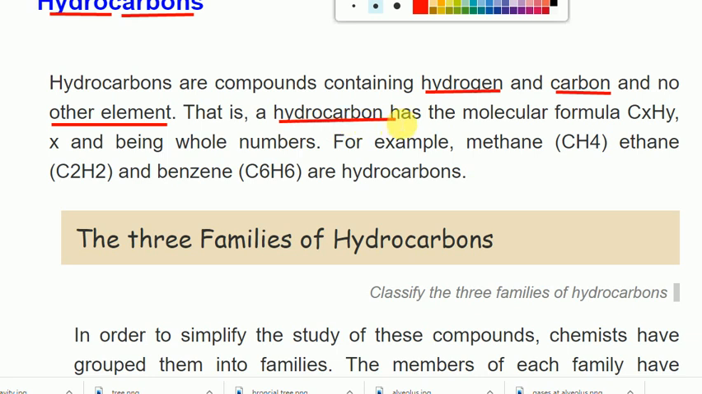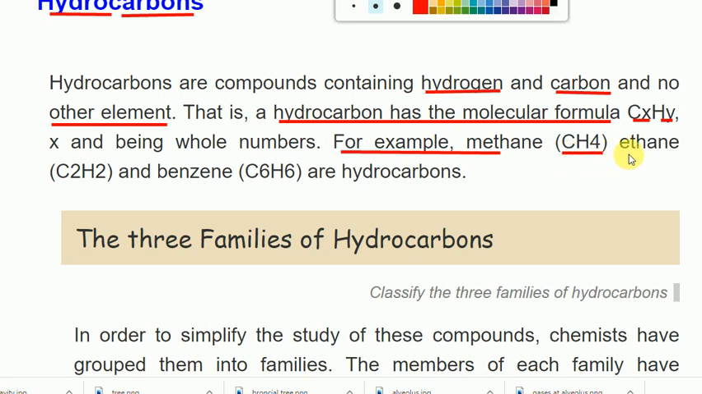A hydrocarbon has the molecular formula CxHy, where x and y are whole numbers. So x can be any number and y can be any number, and we shall see different general formulas which are used to calculate them. So a hydrocarbon has carbon and hydrogen only, with a certain number of carbon and a certain number of hydrogen. Let's say C2H8, that is a hydrocarbon. Why should there be two carbons and eight hydrogens? We will see later.